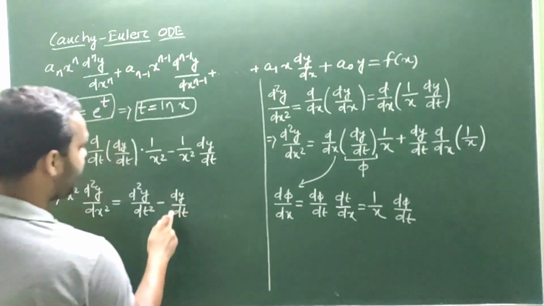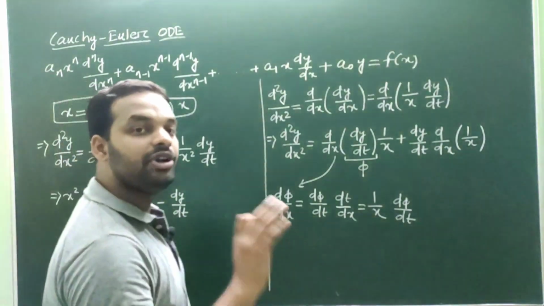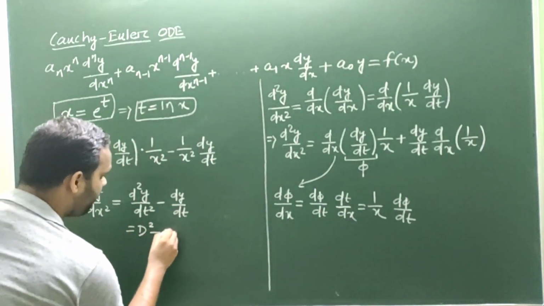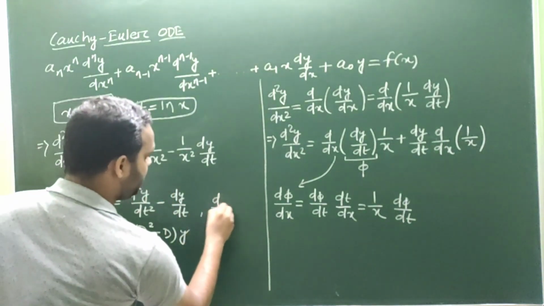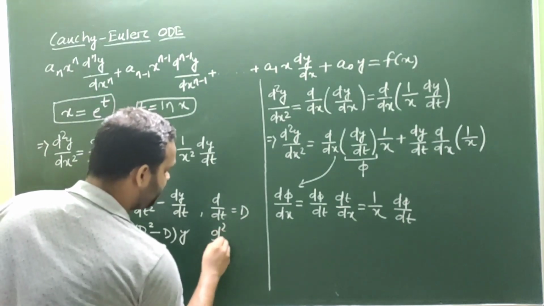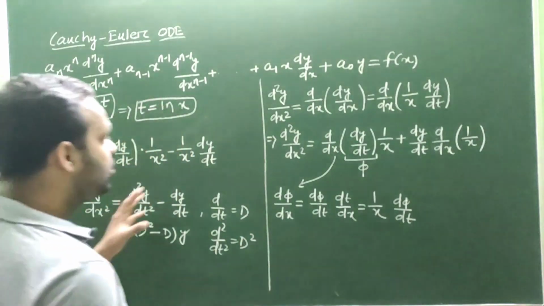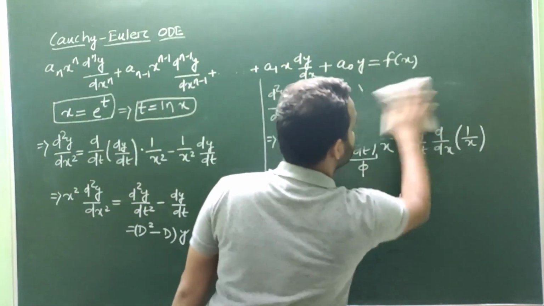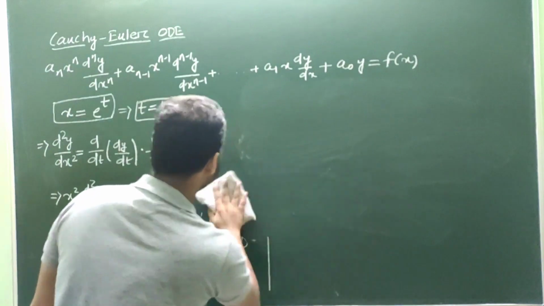And we have taken this d by dt as the operator capital D. That's why d square by dt square will be capital D square. So you can write this down as D square minus D of y, since d by dt is capital D and d square by dt square is capital D square. So what you got, let me summarize here. I will move all these things so that I can summarize the two steps I have done.